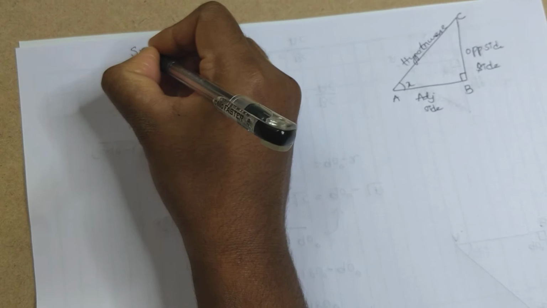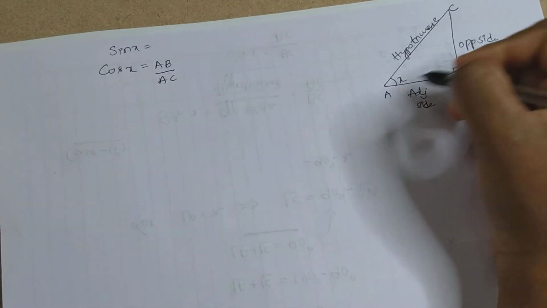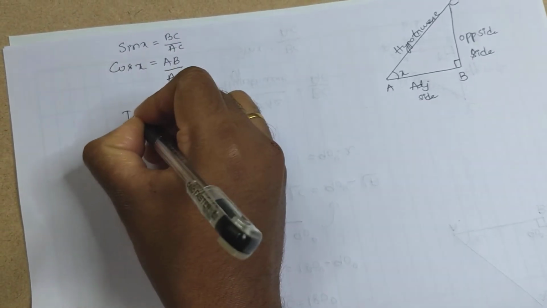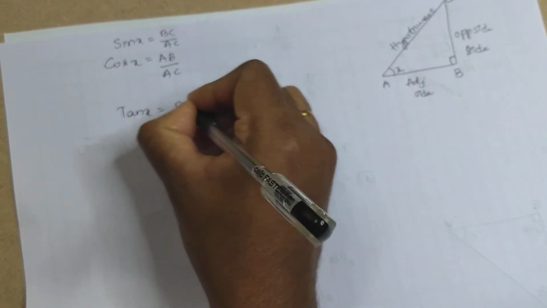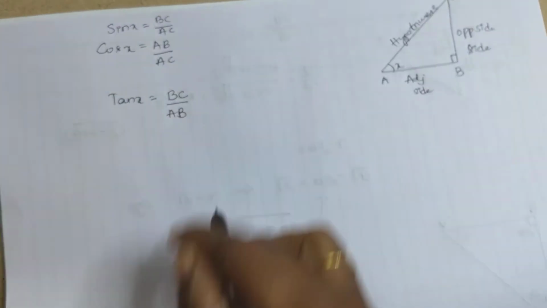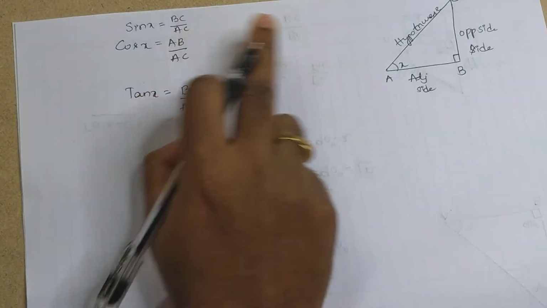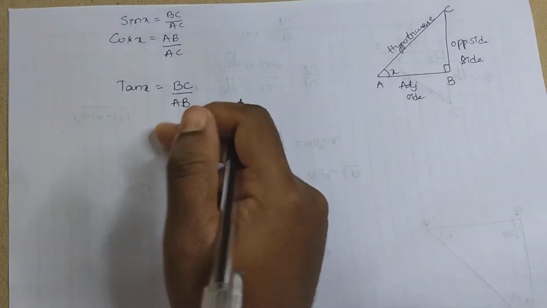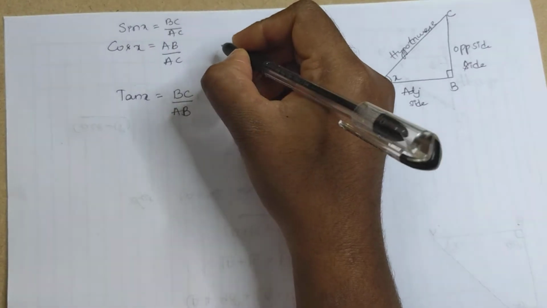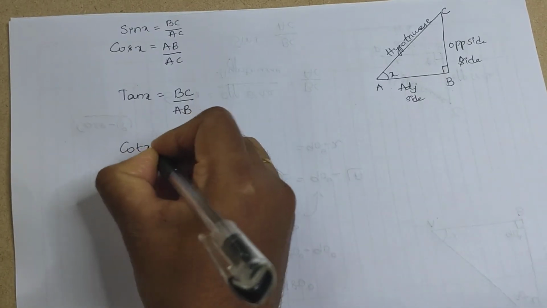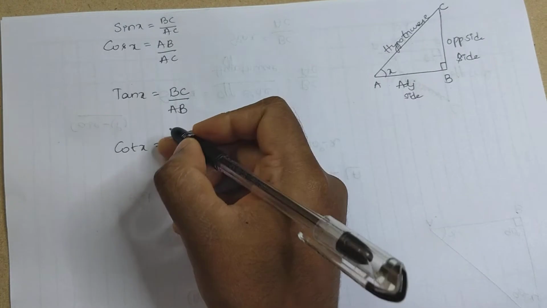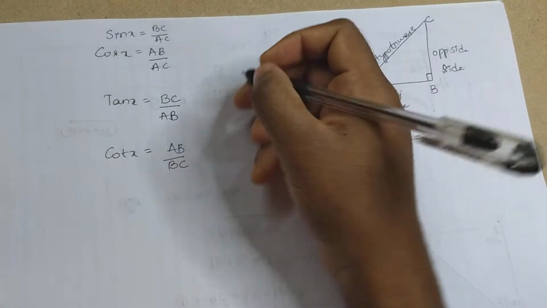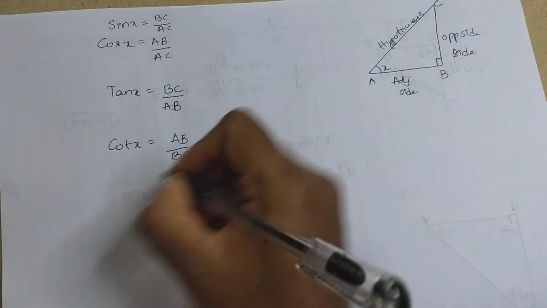What is sin x? We got sin x equals BC by AC. Correct? So tan x equals, what can we write? BC by AB. Sin x is BC by AC, cos x is AB by AC, tan x is BC by AB. After that, cot x. What is cot x? Inverse of tan. So you can write it as AB by BC.